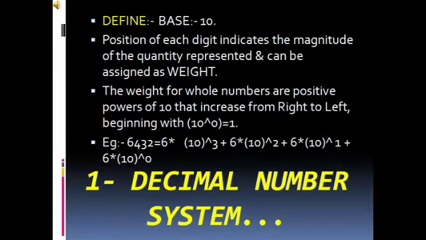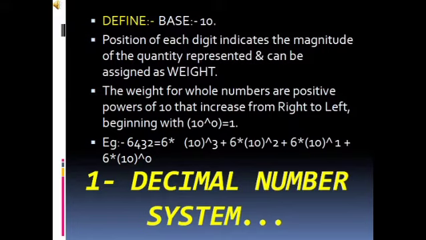I have written the heading at the bottom of the page. Its base is 10. You have to remember the bases of all the number systems. In this case, the position of the digits indicates the magnitude of the quantity. That means we can assign them as weights, and the weights will be whole numbers. Positive powers of 10 increase from right to left, beginning from 10 to the power 0. As we have studied in mathematics, 10 to the power 0, or a to the power 0, where a is any constant, could be 1, 2, 3 up to infinity. Anything to the power 0 is equal to 1.